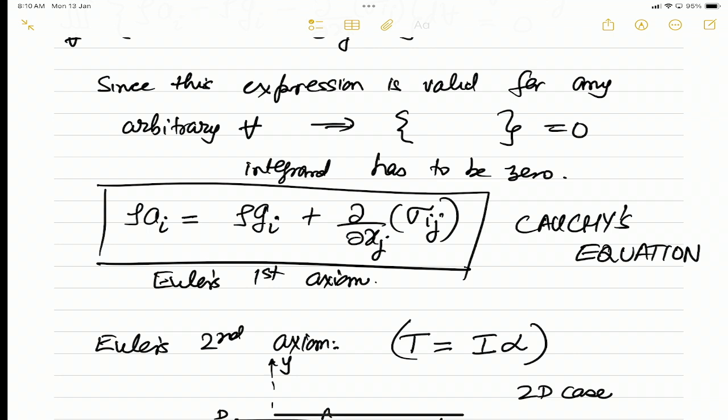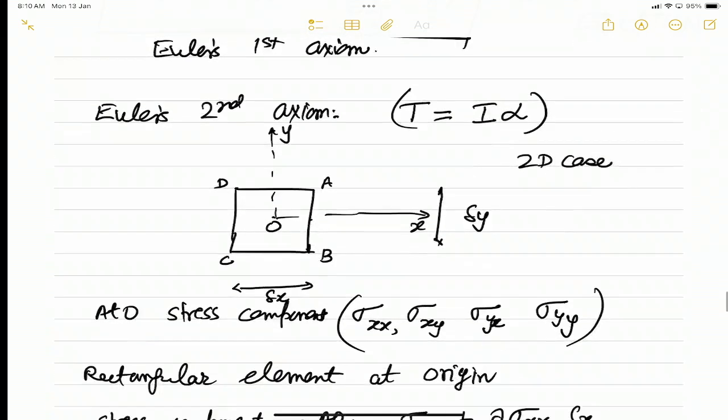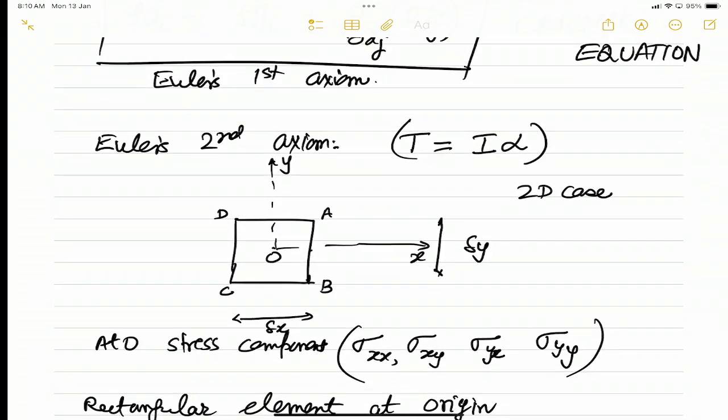Okay? Now, the last thing which I did, and for which I have added the full detailed derivation afterwards at home and put that on the board, is if we apply Euler's second axiom, which works out to be torque is equal to I alpha.